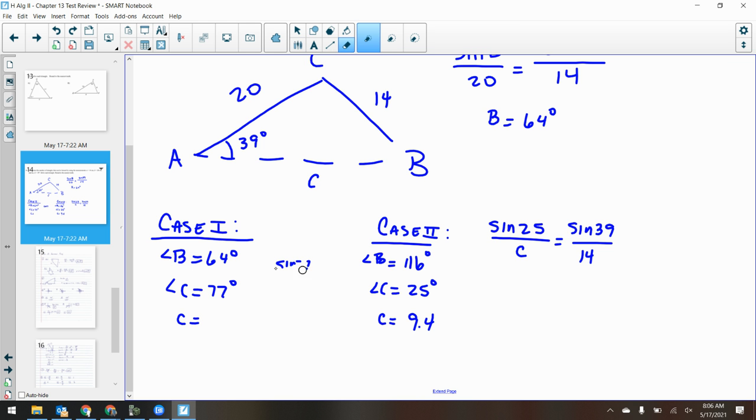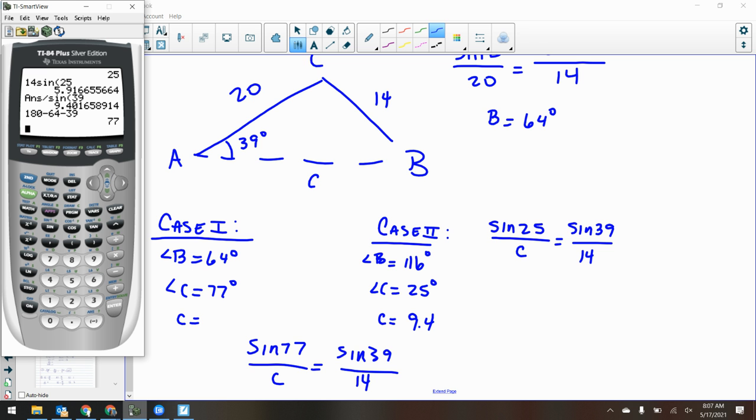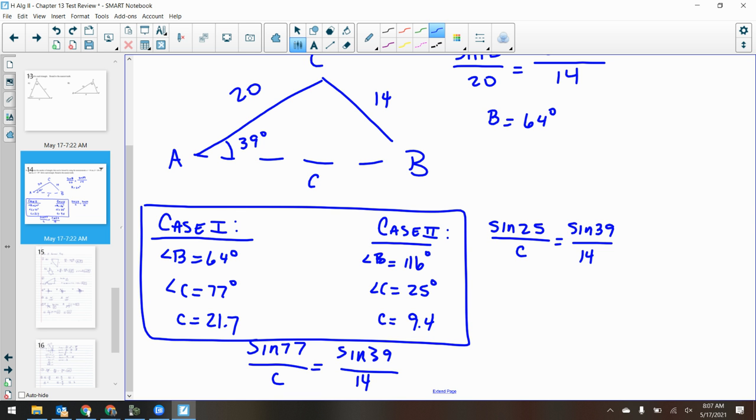Well, I shouldn't have done it right there. I don't have enough room. Sine 77 over C is equal to, again, the angle-side pair that was given, sine 39 over 14. And we cross multiply and divide that: 14 sine 77 divided by sine 39, which is 21.7. Both of those are my answer.